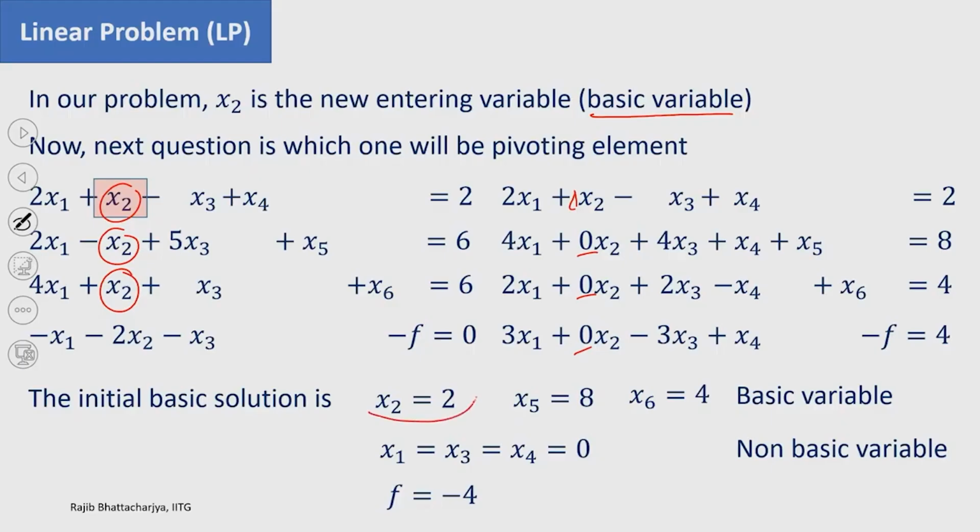Now, x2 is a basic variable. So, from the first equation I am getting x2 equal to 2, and then x5 is another basic variable, x5 equal to 8, x6 equal to 4, and x1, x3 and x4 now. So, x4 earlier was a basic variable, now it is a non-basic variable. So, x1, x3 and x4 equal to 0. So, you are getting some improvement. What improvement are you getting? That f equal to -4, and earlier the value of f was 0, that means your objective function has improved. So, you have got an improved solution. Okay.